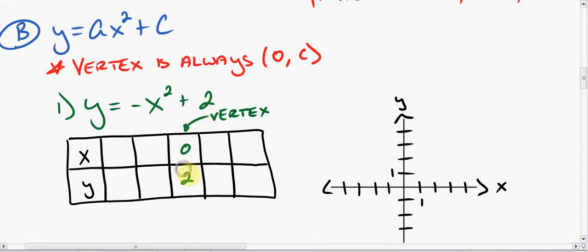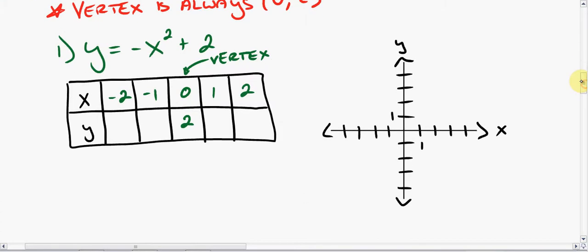So once I identified my vertex, I want to find increments going up maybe by 1 in this case in the positive direction, so I'll go up to 1 and 2. Then I want to go down to the negative direction, which is negative 1 and negative 2. And remember, these two numbers should be the same distance away from the vertex, as should these two numbers. So we see this is 2 units, this is 2 units. These two numbers are both 1 unit away from the vertex. So now we need to find the corresponding y values.